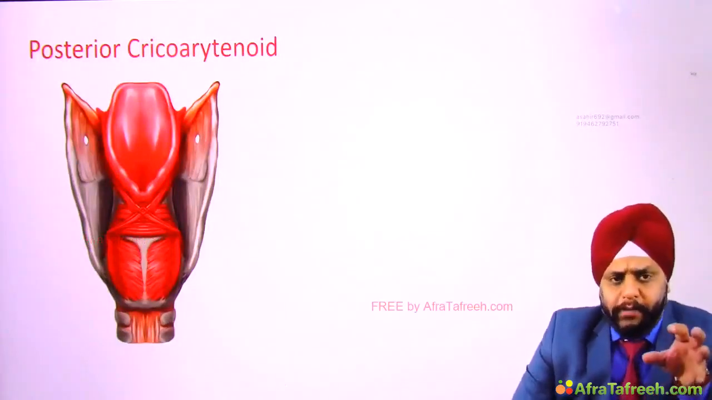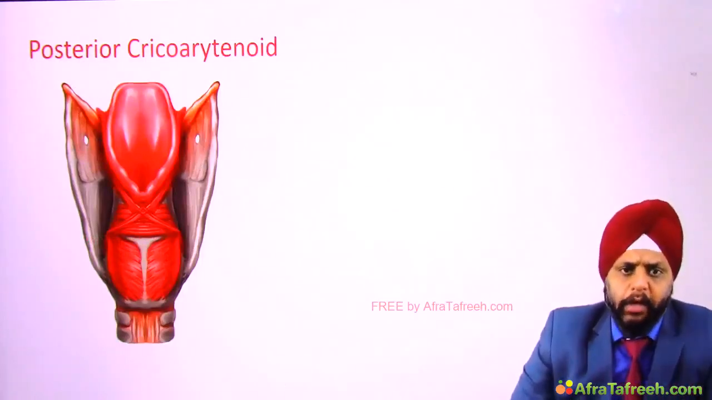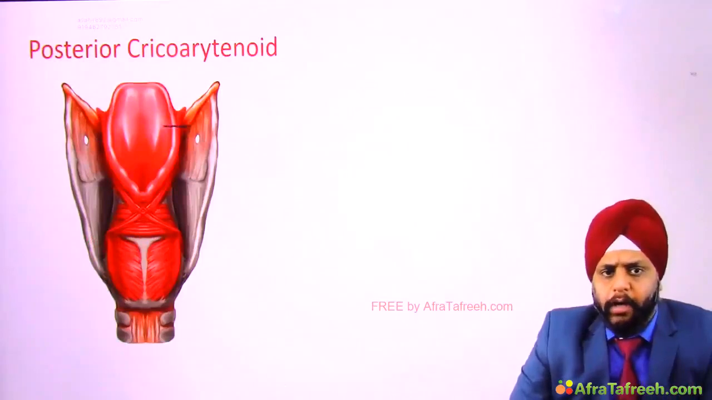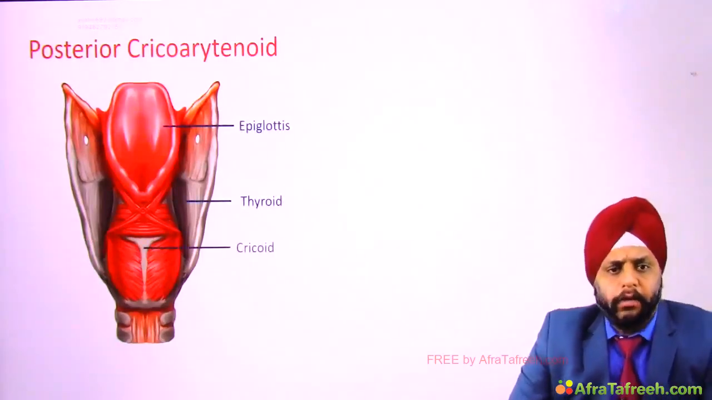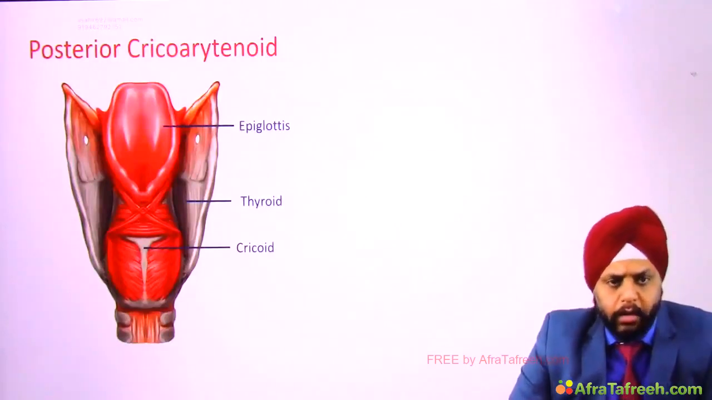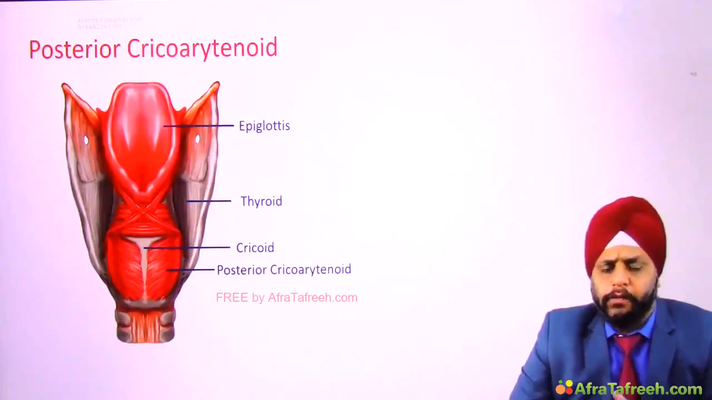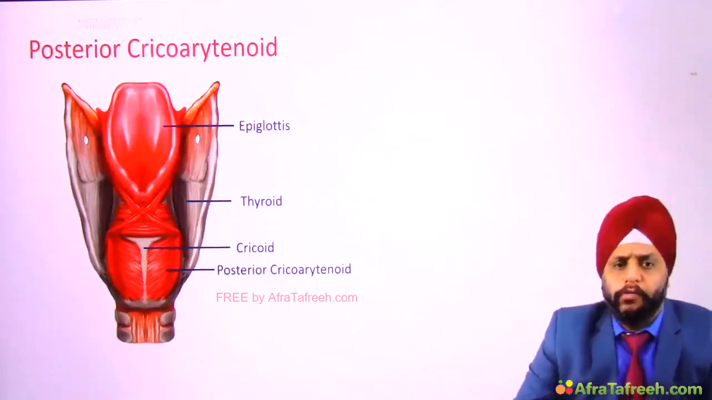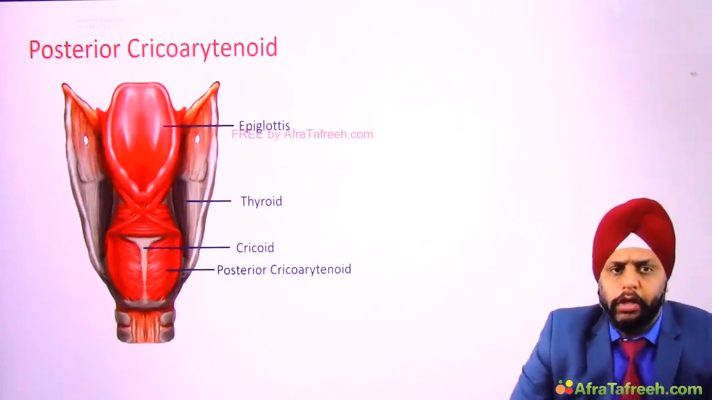Now this diagram is asked in the exam. It has been asked many times in the exam. So let's look at this diagram. We can see the epiglottis, the thyroid cartilage, and the cricoid cartilage. Now, from the posterior surface of the cricoid cartilage, we have this muscle, the posterior cricoarytenoid muscle, PCA.